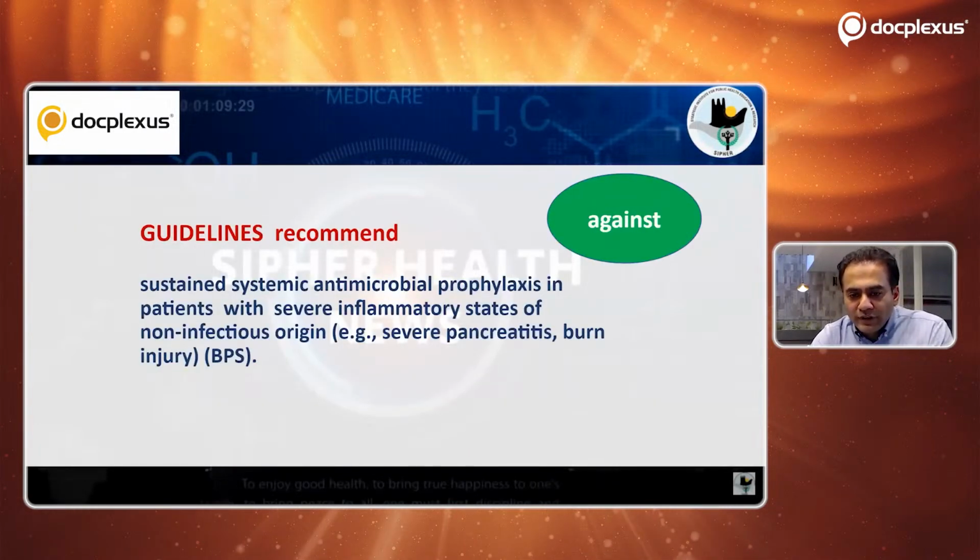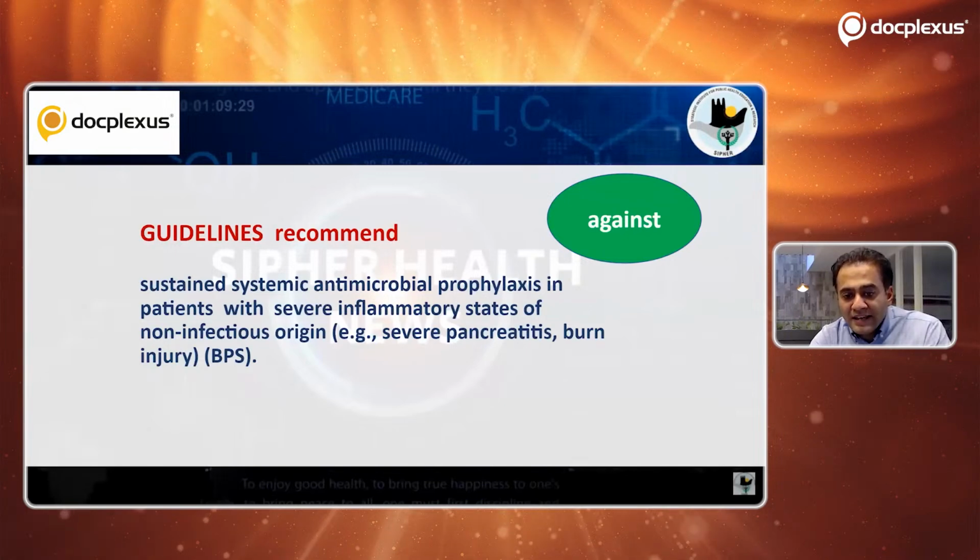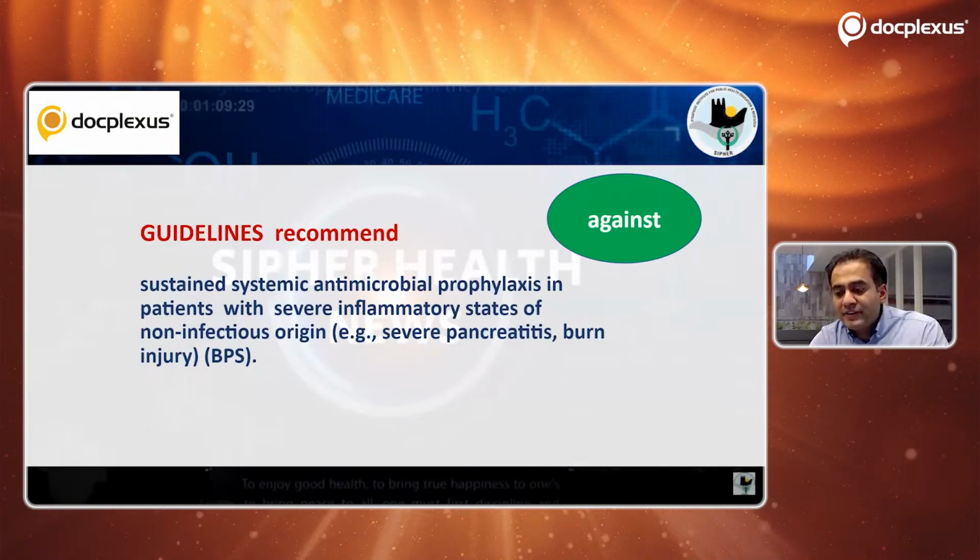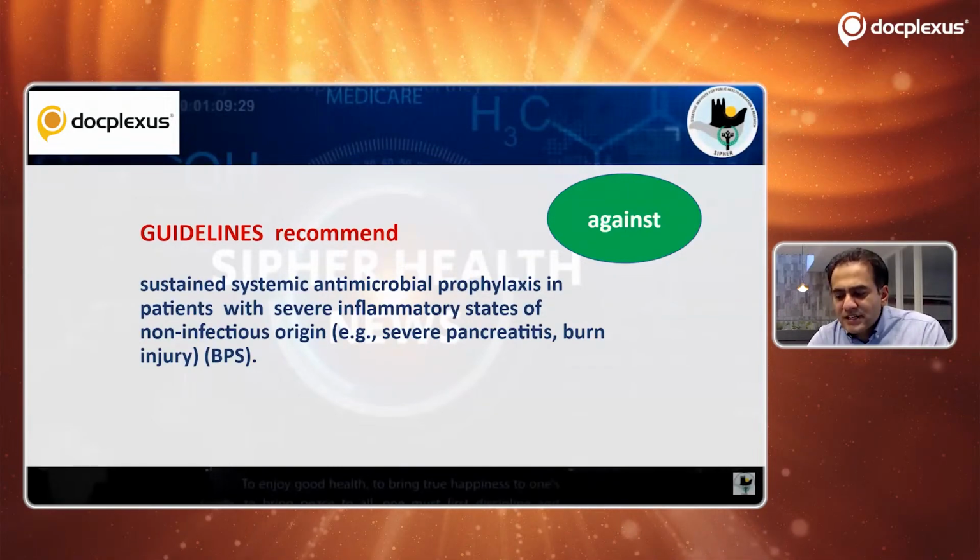So moving on, guidelines recommend against the use of antibiotics where we are just suspecting an inflammatory state that is of non-infectious origin, for example, a patient with severe pancreatitis or a burn. In the initial stages, the patient just has inflammation. There is no infection. So we should not use antibiotics in such cases.